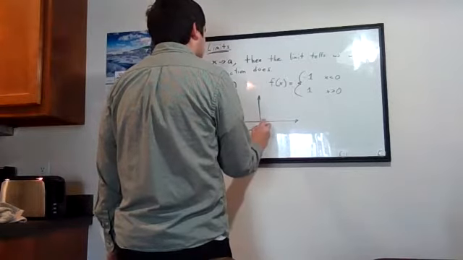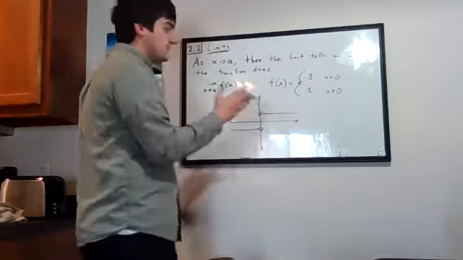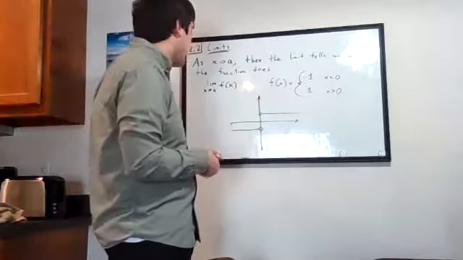So our graph looks something like this, right? Because if I have a constant function, that's just going to be a straight line. If I just have a number, then it's just going to be the number all the way through. Okay, so what's happening in this case?